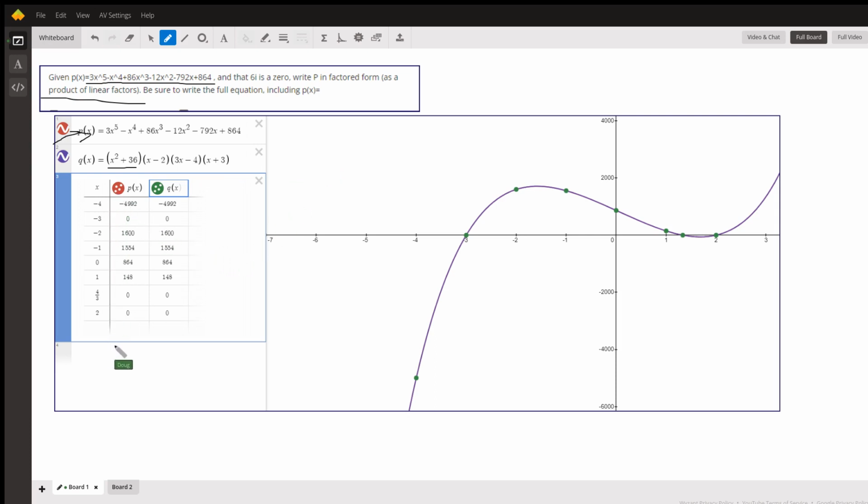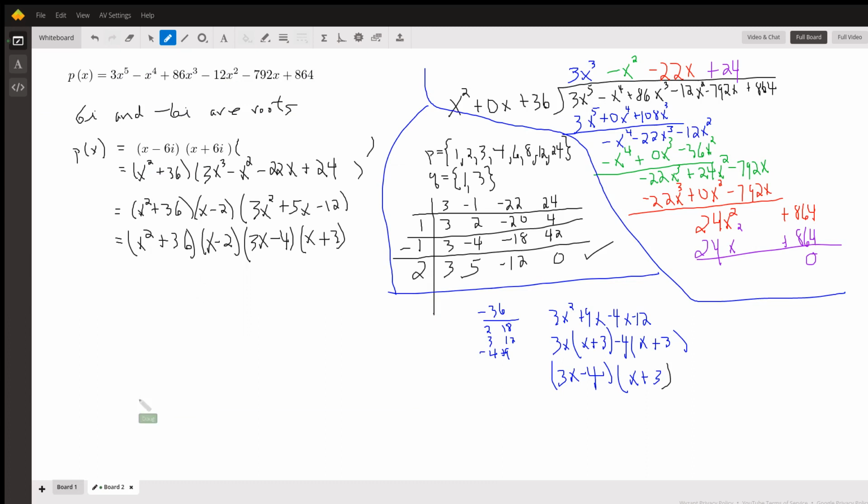And here's kind of proof that those two functions are equivalent. And here are the roots. When you put in -3 for x, you get a result of 0. When you put in 4/3 for x, you get a result of 0. When you put 2 in for x. Question is, how did we get from here to here? Well, we'll go to board 2 and talk about it.